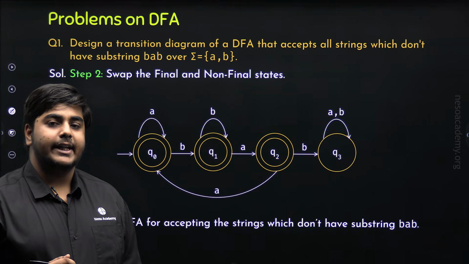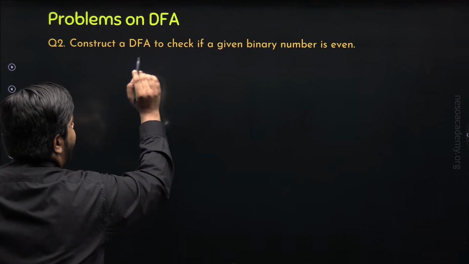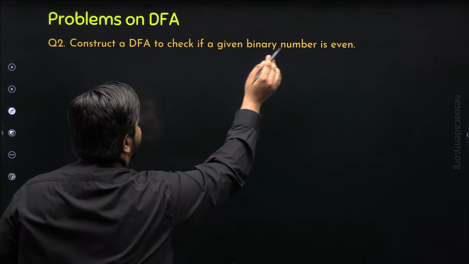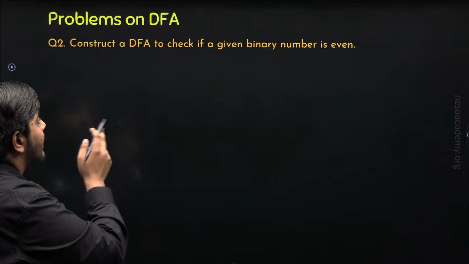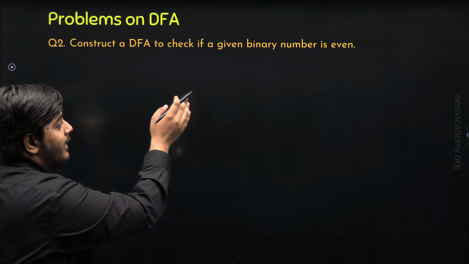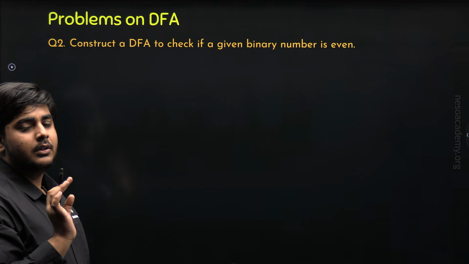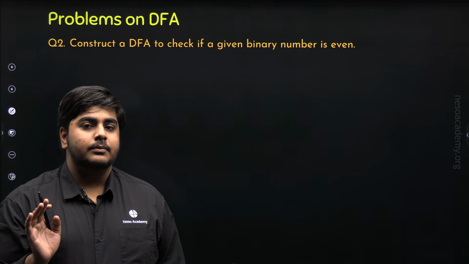Now let's proceed to the second problem. Construct a DFA to check if a given binary number is even. That means you are required to construct a deterministic finite automata to check if a given binary number is even or not. Now tell me, how to check whether a number is even or not?